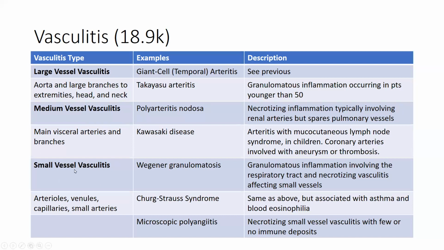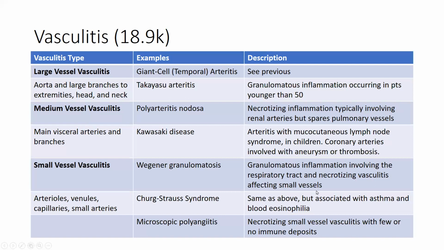And then your small vessel vasculitis is your arterioles, your venules, your capillaries, your small stuff, right? That's where we can see Wegener's, Churg-Strauss, and microscopic. Wegener's is, again, granulomatous inflammation with the respiratory tract, as well as cell death or tissue death inflammation, necrotizing vasculitis with the small vessels. Churg-Strauss is the same, but more associated with asthma or eosinophilia. And then the microscopic is really not many immune deposits and really small vessels.